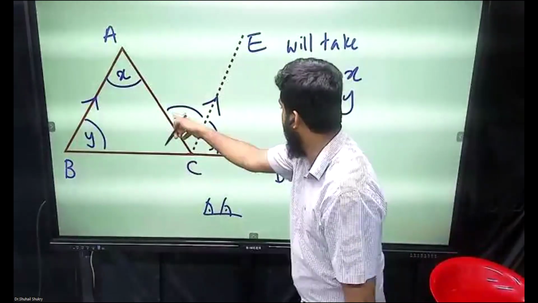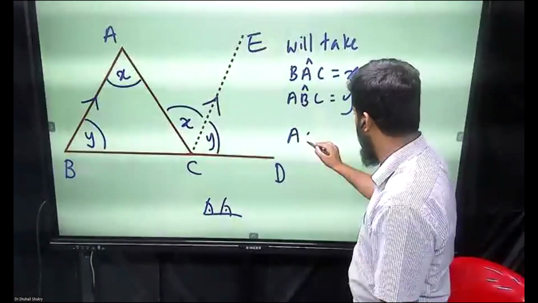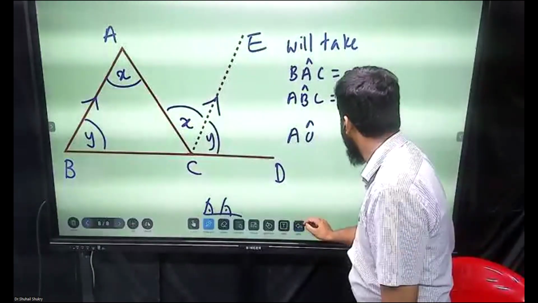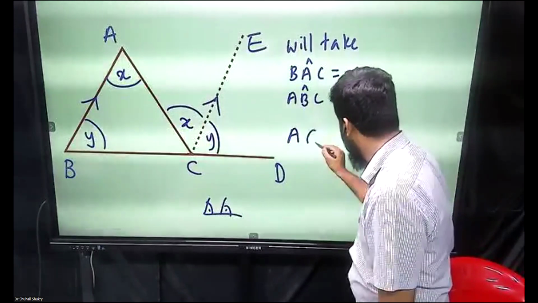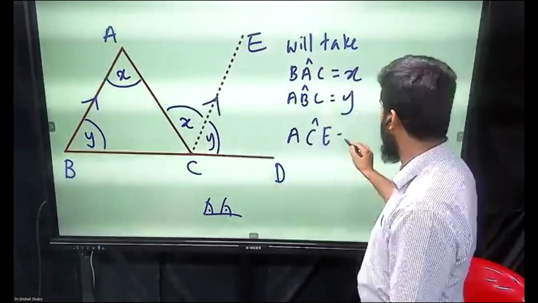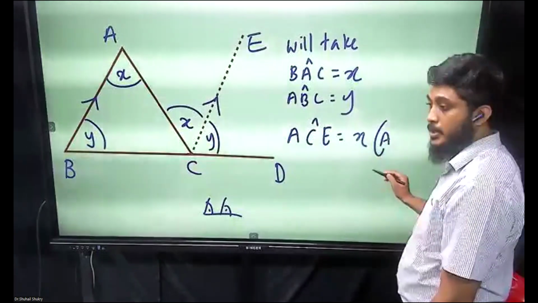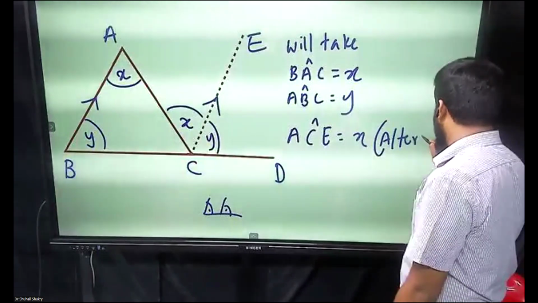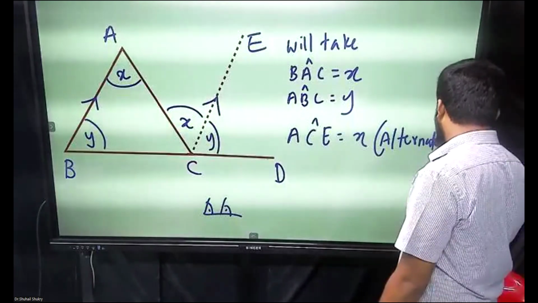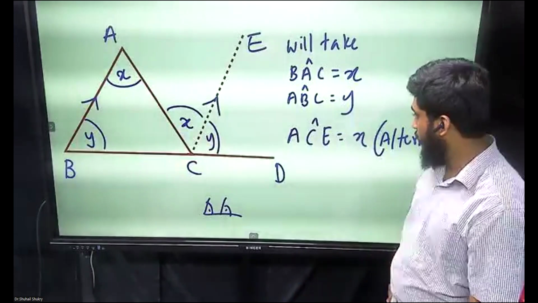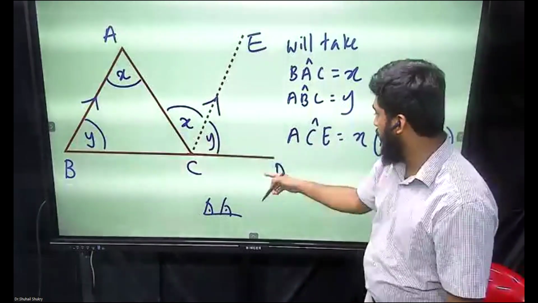What is this angle? ACE. So you can say ACE equal X. Reason? Don't write Zainab here. The reason is alternate angles. Other one? This is Y. How do you say that? DCE.